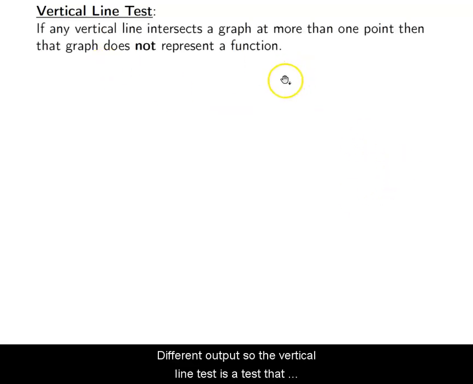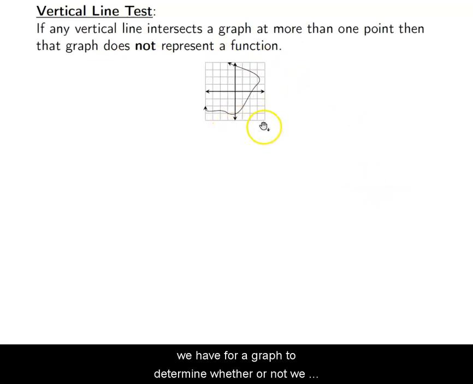Okay. So now let's talk about the vertical line test. The vertical line test is a test that we have to determine if something is a function or not. Remember what I said at the beginning about our vending machine? If I press a button, I should always get the same thing out, right? So every input has its own output. An input should not have more than one different output, okay? So the vertical line test is a test for a graph to determine whether or not we have more than one output for an input.